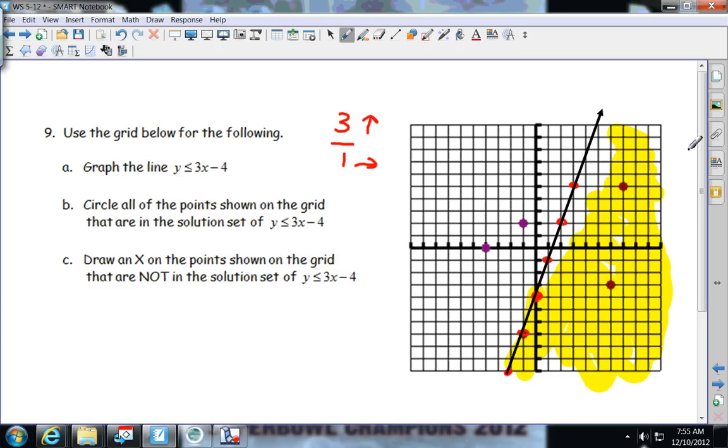Now it says to circle all the points that are in the solution set. So if they are in the solution set, they're in the shaded area, or because it's equal to and it's a solid line, it is on the line. So let's see, I'm going to circle this one. Wasn't there another one right here? Yeah, that one right there. Circle. Put an X on the ones that are not in the solution set.